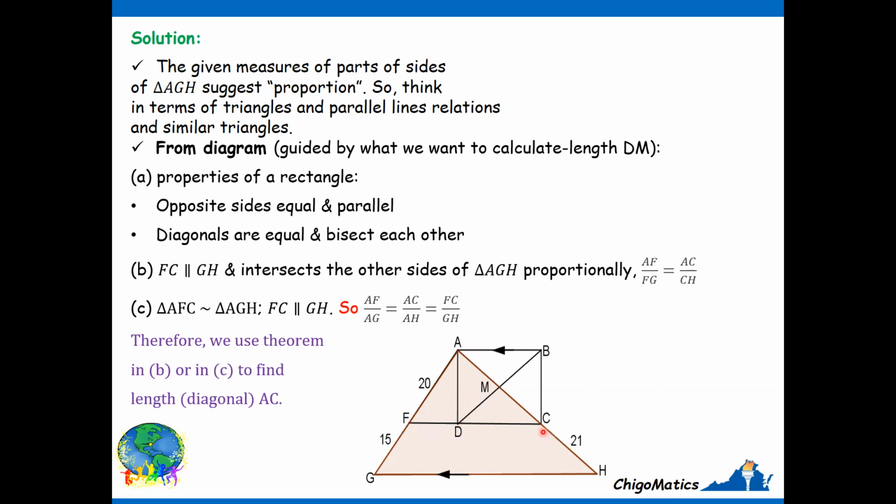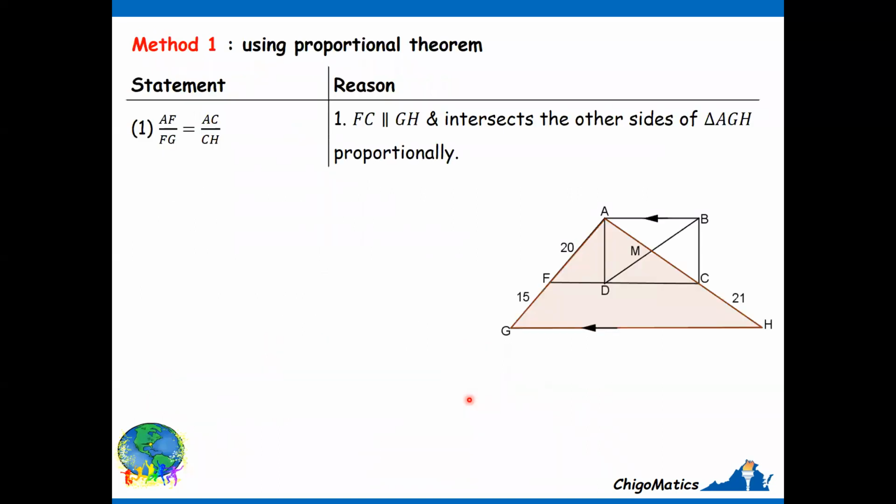Why finding AC? Can you see that AC is a diagonal of the rectangle and DB is the other diagonal? According to the properties, diagonals are equal. That means if I find AC, AC will be the same as DB. And again, they bisect each other. That means DM is equal to MB, or equal to MC, or equal to MA. So now I almost have the solution to the problem. What I simply need to do is to carry out the working.